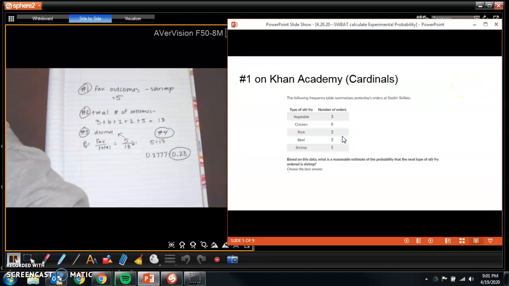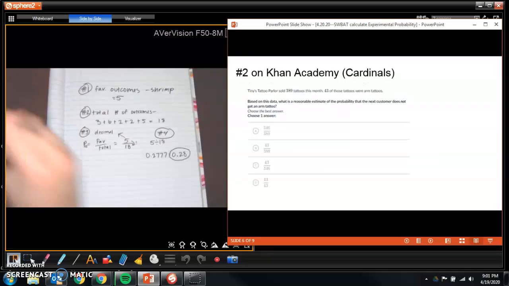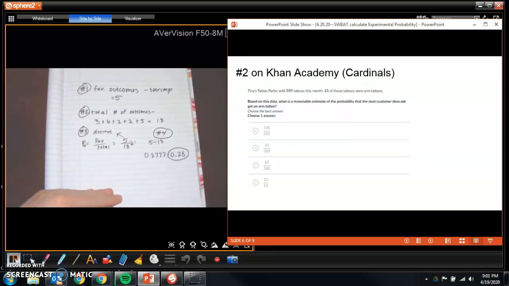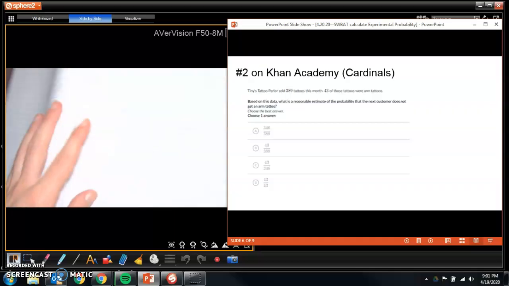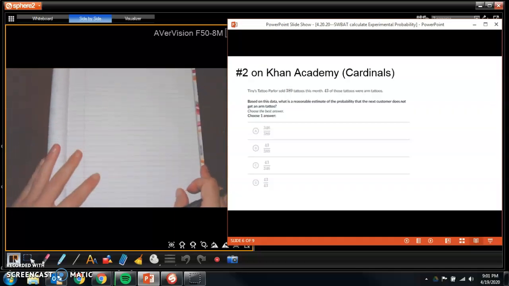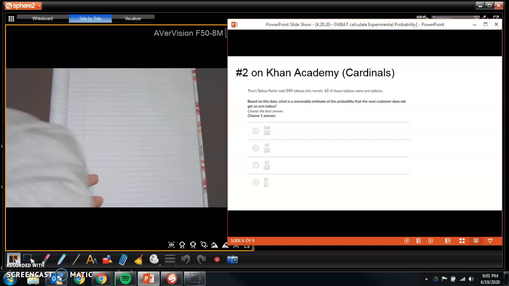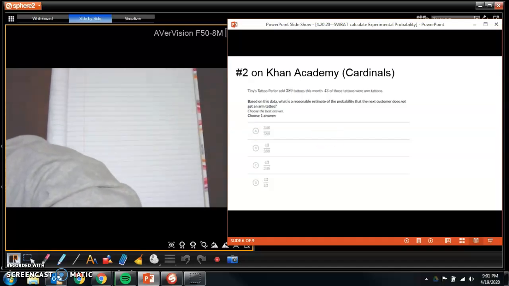Everyone has these notes written on their paper because now we're moving on to number 2. Cardinals, this is number 2 on your Khan Academy assignment, experimental probability. It says Tiny's Tattoo Parlor sold 389 tattoos this month.